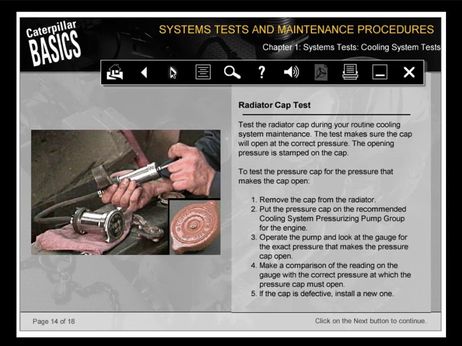Test the radiator cap during your routine cooling system maintenance. The test makes sure the cap will open at the correct pressure. The opening pressure is stamped on the cap.